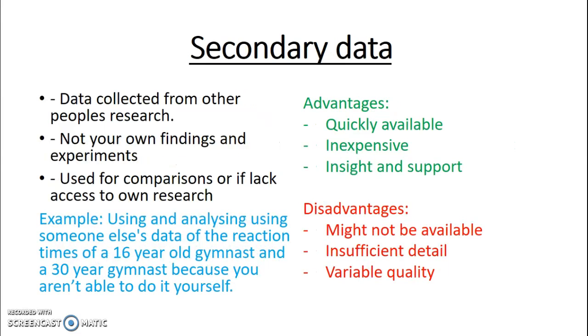The other type is secondary data, so data collected from other people's research. So it's not your own findings experiment, it's someone else's, but you're able to analyze it. It can be used for comparisons of your own research. So if you do research into this, you could look at someone else's research and see what they got. Or if you have lack of access to your own research, this could be used by you as an example of research into this.